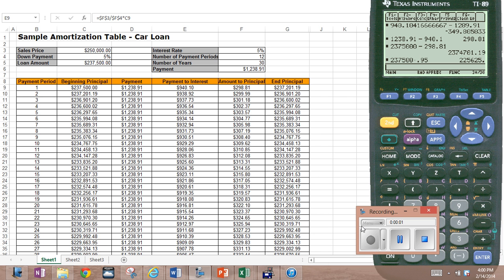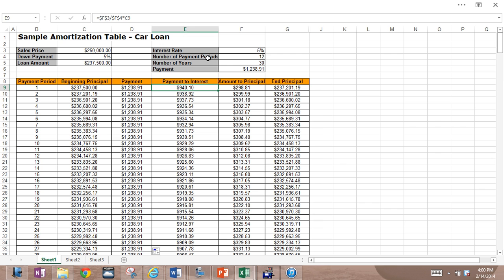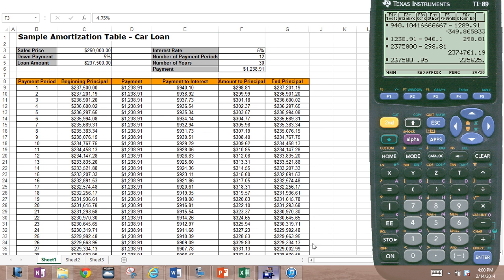Here we go. We're going to take a look at this amortization table. Our amortization table is built around a $250,000 loan with a 5% down payment, and an interest rate of 4.75%, not 5. It rounds off here, but it's actually 4.75, so that's what we work with.